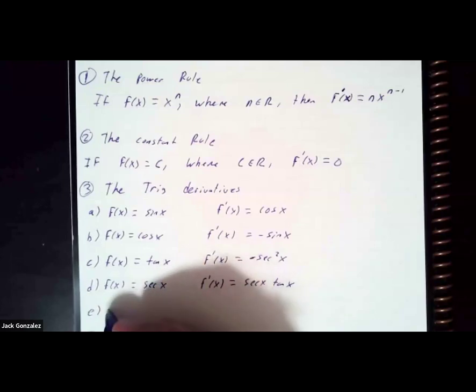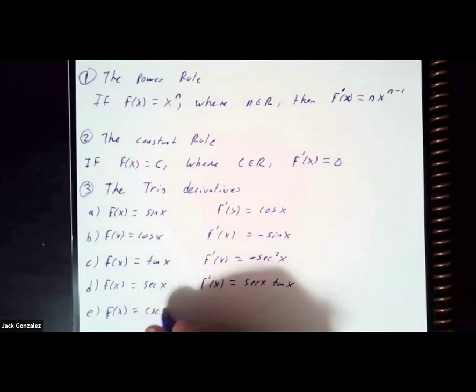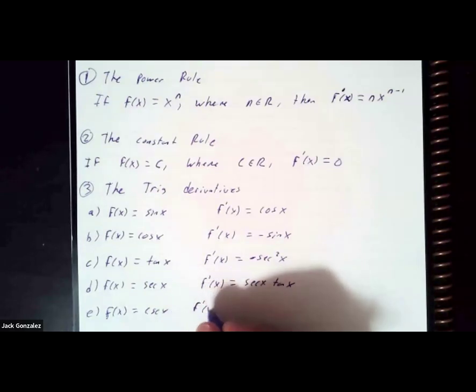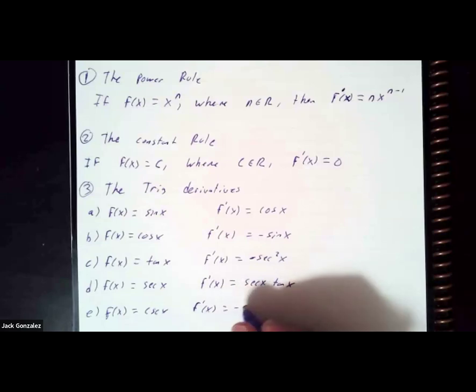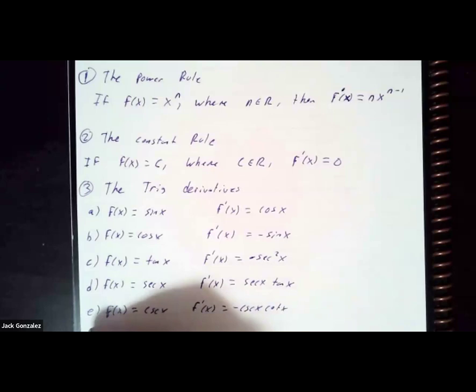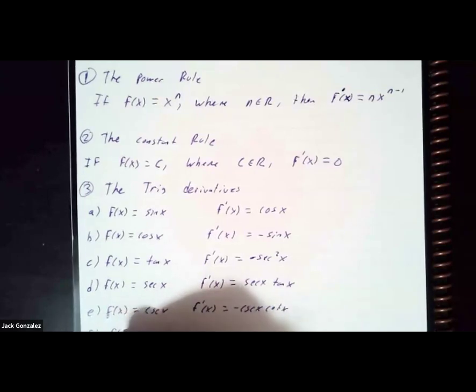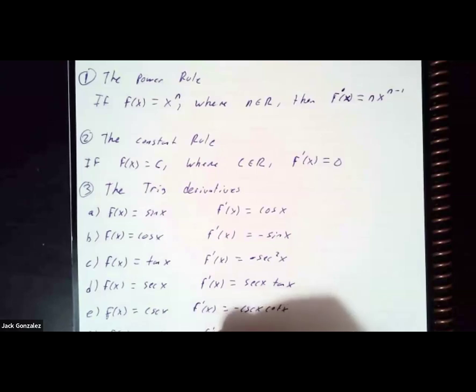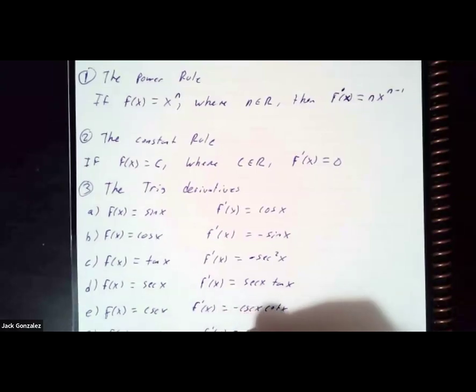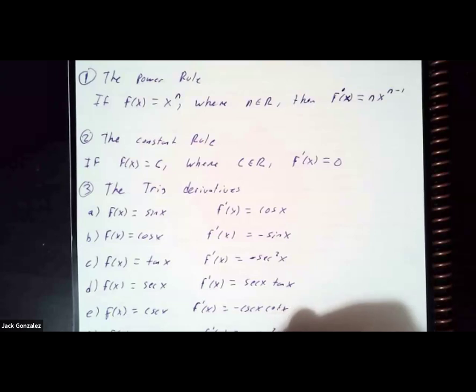E. If your function is cosecant x, the derivative will be negative cosecant x cotangent x. If your function is cotangent, the derivative will be negative cosecant squared x.